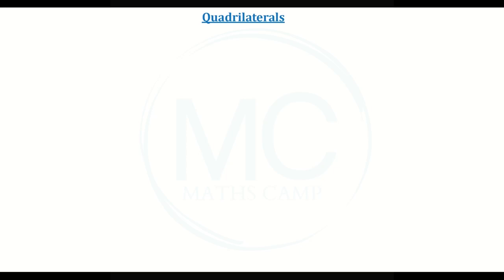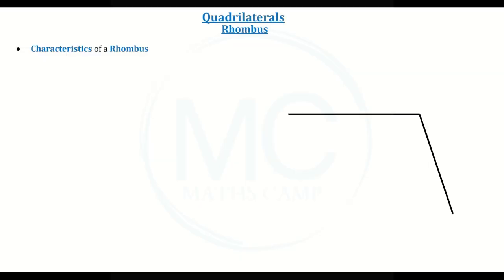A quadrilateral is a four-sided shape, and in this video, I would like to look at the rhombus. A rhombus has 5 important characteristics. Before we start, let's sketch a quick rhombus, and we can call it A, B, C, D.